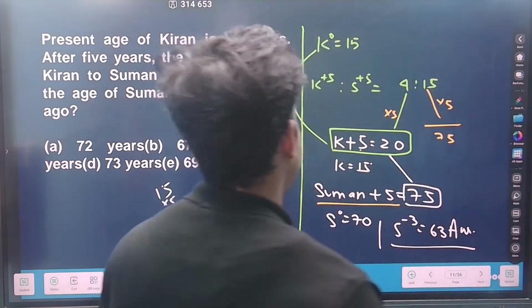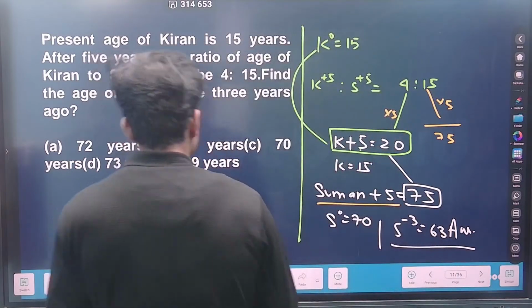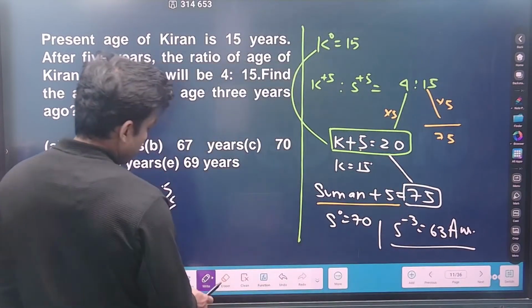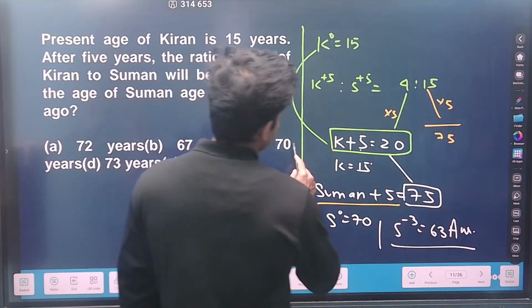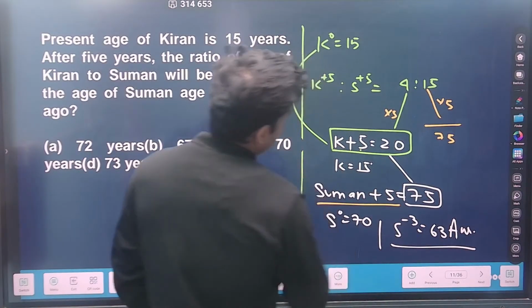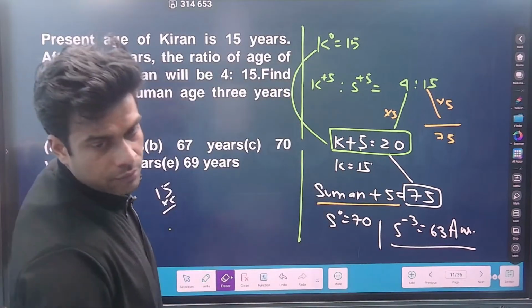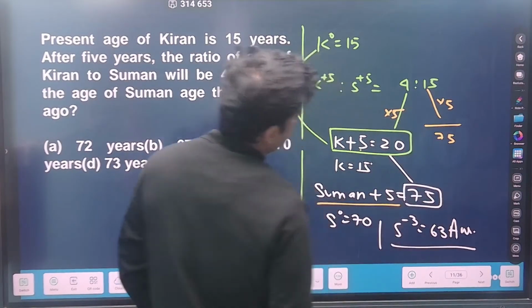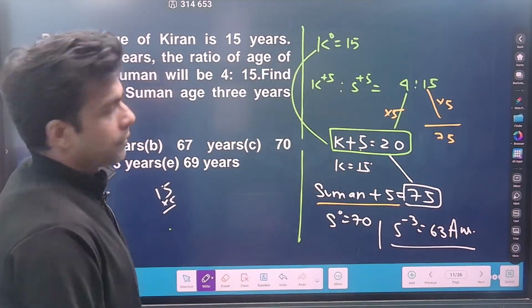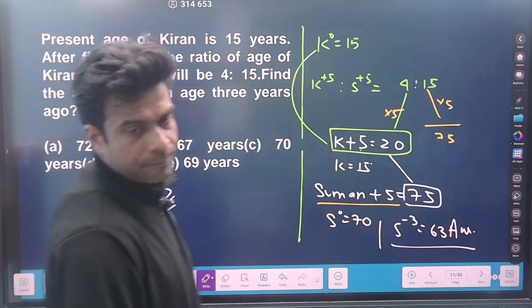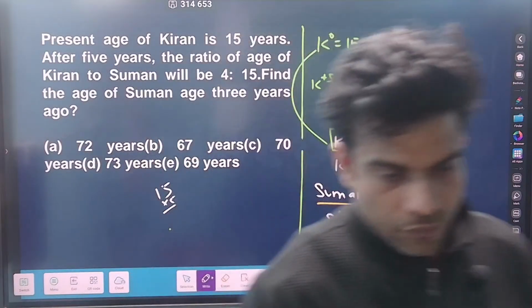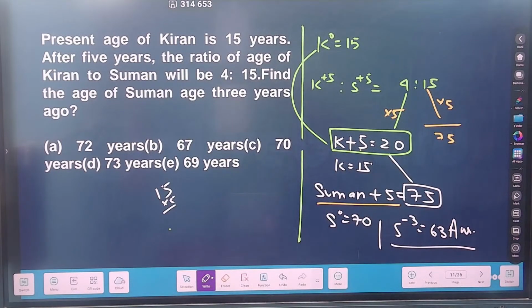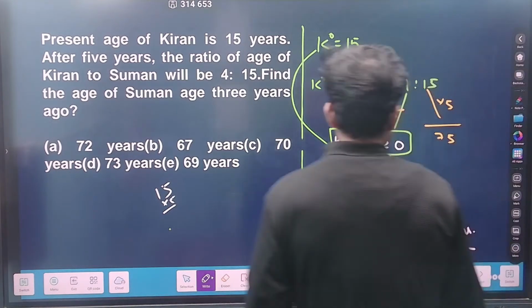Is it right? Now let me explain. Okay, let me give you one more explanation. Now it is clear? I hope now it is clear. Simple ratio method. It was easy. The correct answer would be 63. None of the options are there.